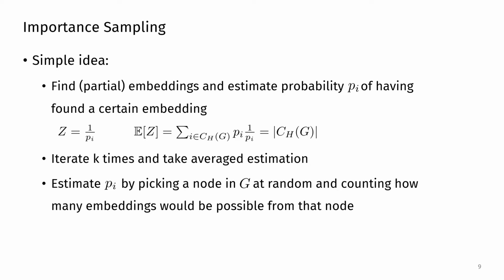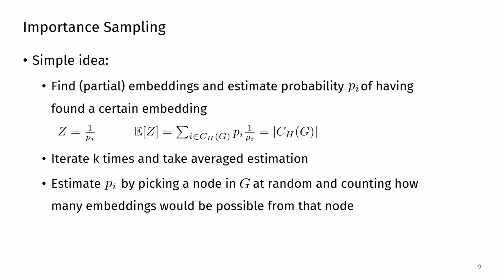Importance sampling is a fairly simple idea where you find a partial embedding of your pattern and estimate the probability pi of having found that certain embedding. Now, if your estimator Z is exactly 1 over pi, then the expected value of your estimator is exactly the amount of possible embeddings. Now you can easily iterate this estimator k times and average the estimation to reduce the variance, so the more iterations you make, the more accurate your estimation becomes.